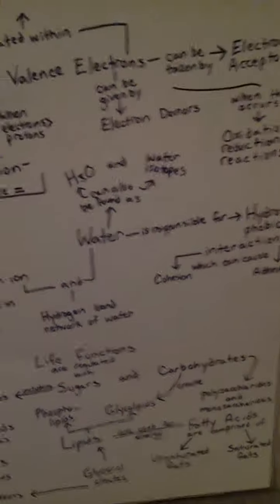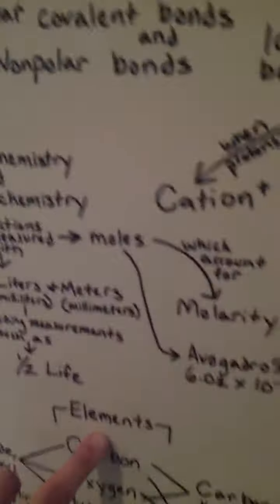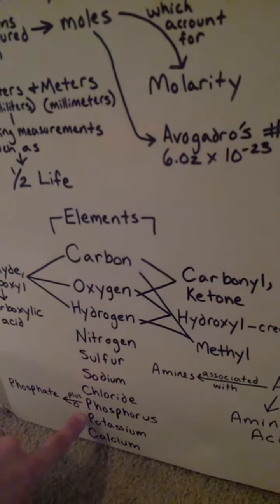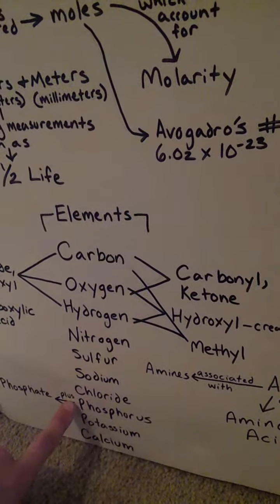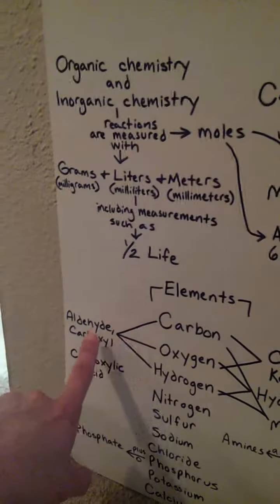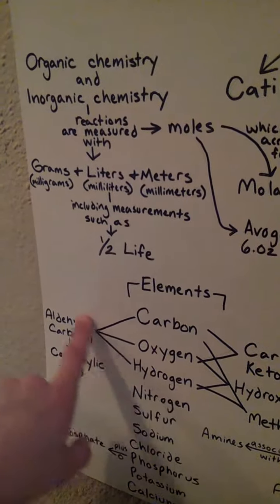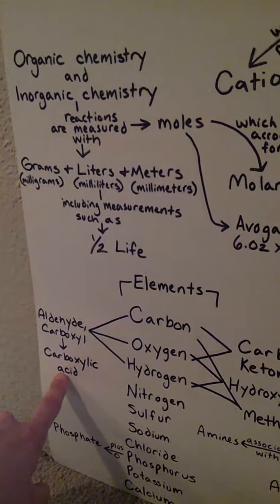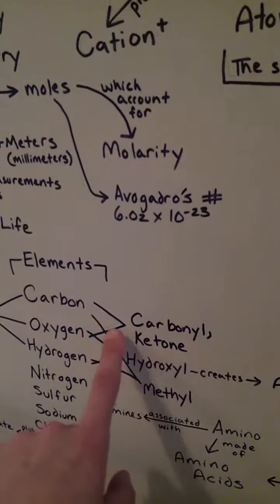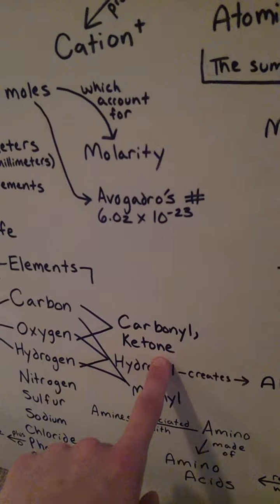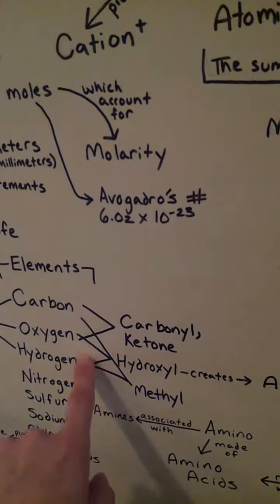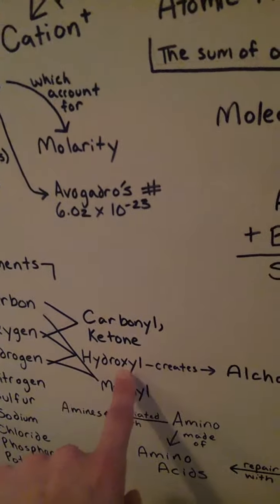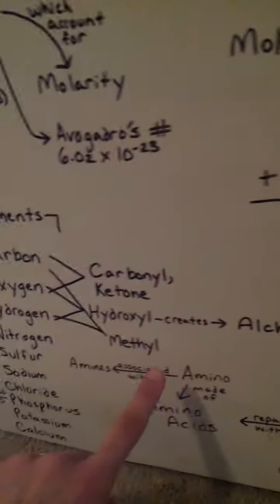What else do we have? Okay, I have elements. Elements include carbon, oxygen, hydrogen, nitrogen, sulfur, sodium, chloride, phosphorus, potassium, and calcium. Phosphorus plus oxygen equals phosphate. Carbon, oxygen, and hydrogen combined create aldehyde and carboxyl. Carboxyl is also included in carboxylic acid. So carbon and oxygen create carbonyl and ketone. Hydrogen and carbon create methyl. And oxygen and hydrogen create hydroxyl, which also creates alcohol.